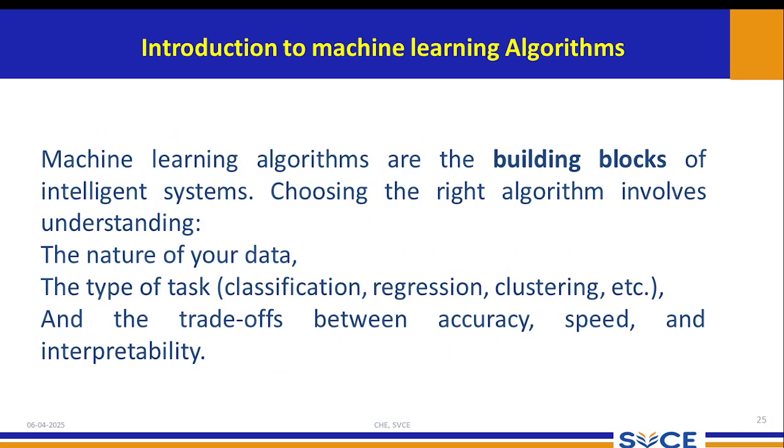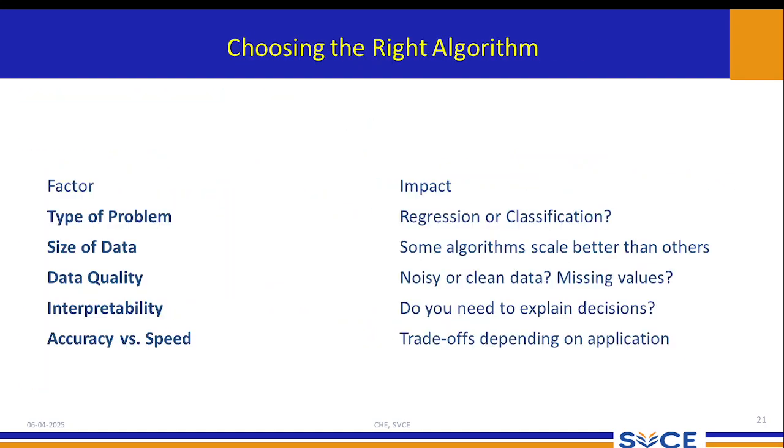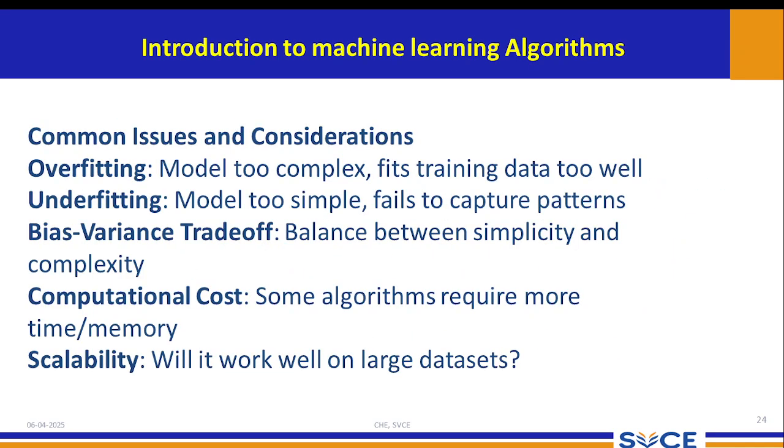Okay, machine learning algorithms are the building blocks of intelligent systems. Choosing the right algorithm involves understanding the nature of your data and the type of the task. So that's why there are a few factors which I told you, the amount of data which needs to be collected. Okay, so how to choose: type of problem, size of data, data quality, interpretability, and accuracy versus speed.